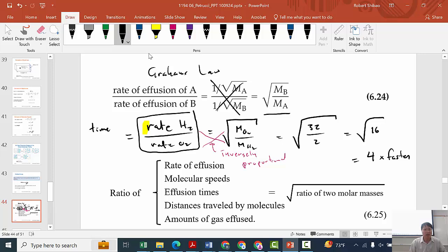The time it takes oxygen versus the time it takes hydrogen to fuse. Let's say it took hydrogen 4 minutes to fuse out of the box. How long would it take oxygen to fuse out of the box? 16 minutes, right? It's 4 times slower. Does that make sense? And so time is also an important factor. I don't know why they didn't put time in this equation too.